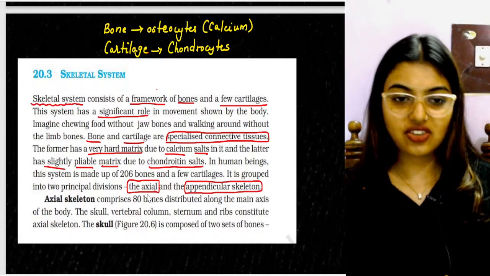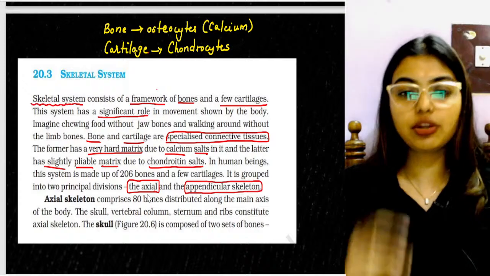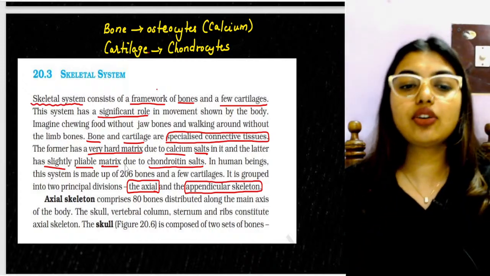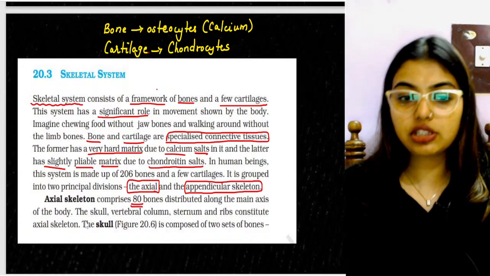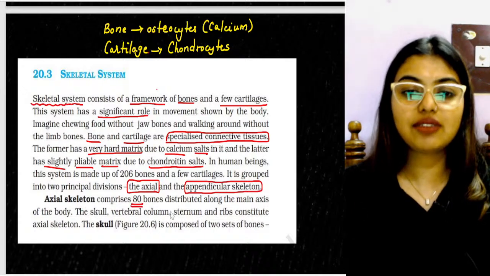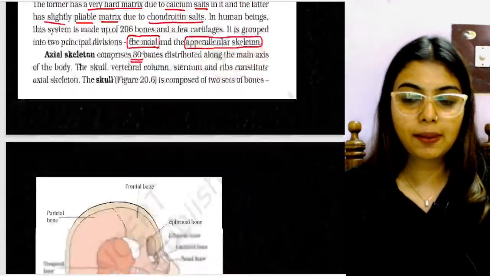Okay, so now students, our entire skeleton system is going to be 206 bones. Out of this, your axial skeleton is going to be 80 bones, distributed among the main axis, that is the skull, vertebral column, sternum, ribs, joints. The skull, that we are going to come to.